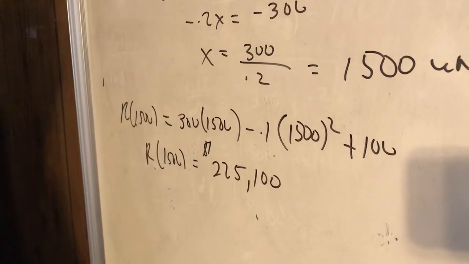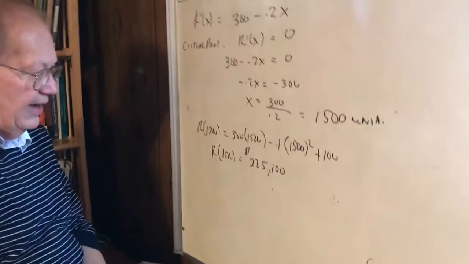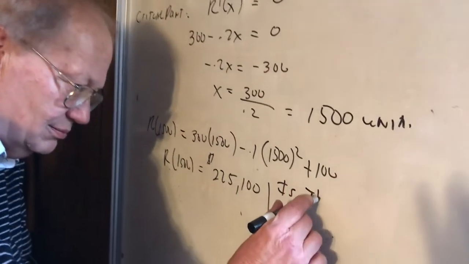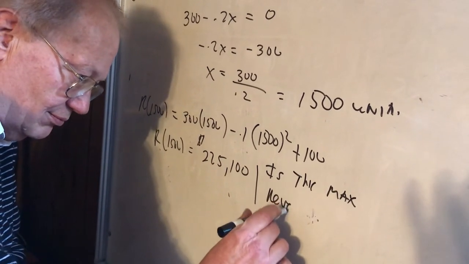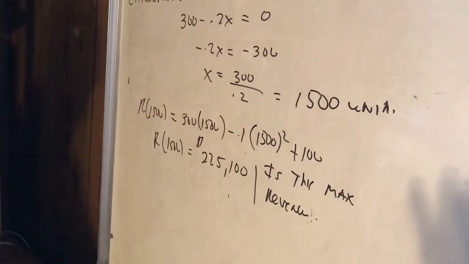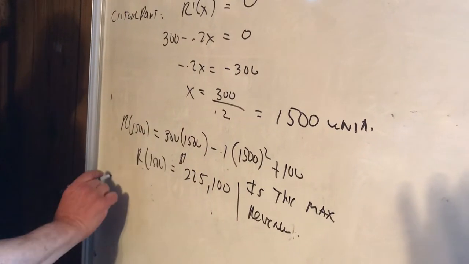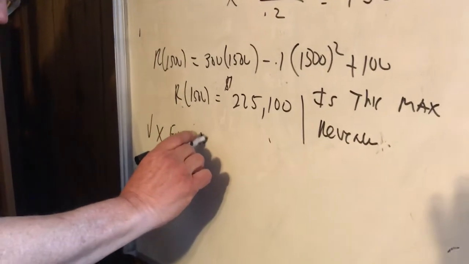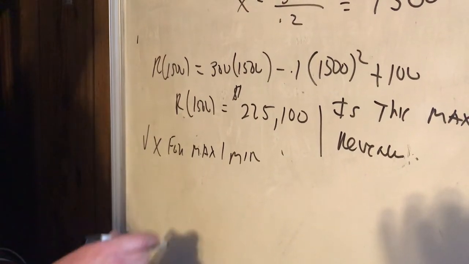All right, so that's what the problem asked, but what didn't I find? I want to know, is this the maximum revenue? Well, I don't know if x is a maximum. I know it's a critical point, but it could be a minimum too. So I'm going to check x for max/min, which means I'm going to take the second derivative.